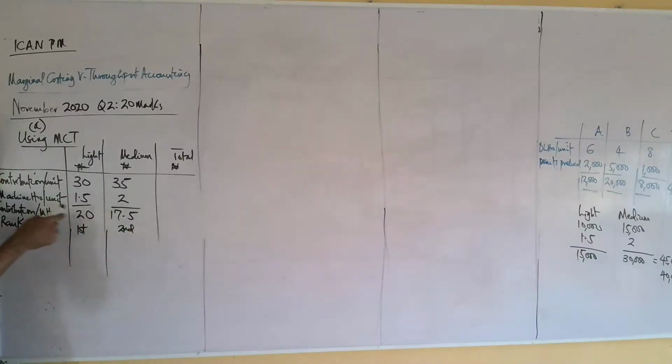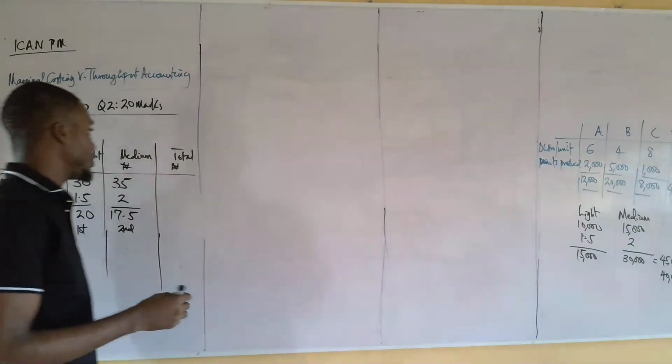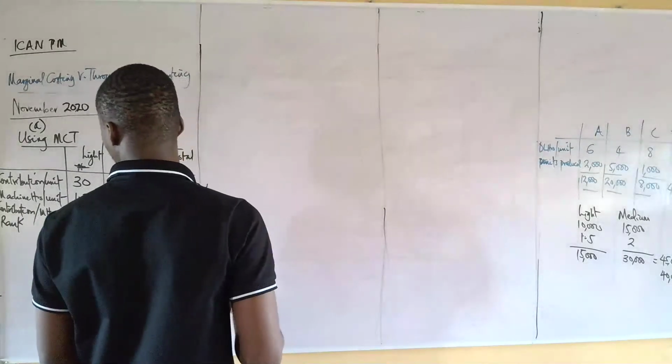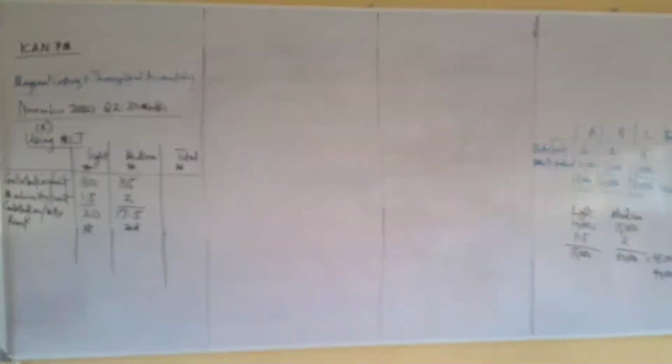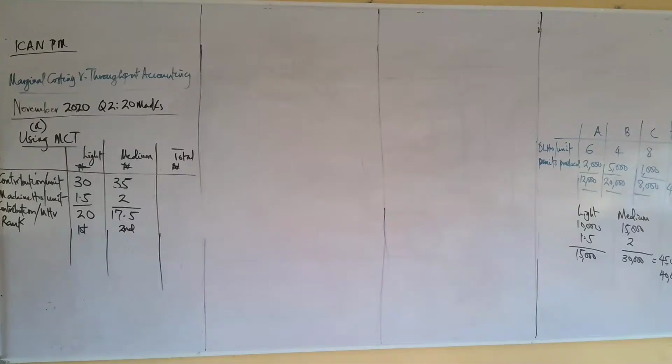Assuming there was no contribution per bottleneck, medium would have taken first. But now there is a bottleneck, so light takes first. Now the next step is to allocate based on the rank. Allocation. Usually I like to create an allocation table, but because there are just 2 products, we'll not create one for this question. In the next question, with 3 or 4 products, we'll create an allocation table.